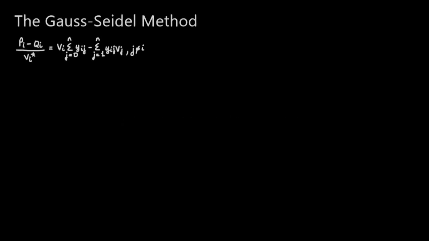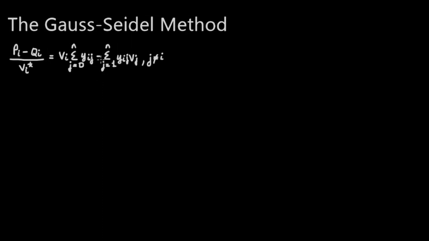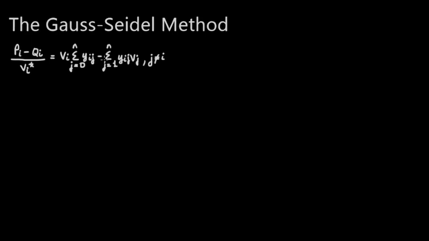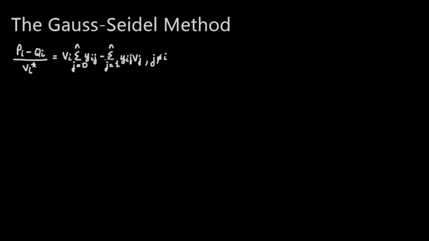Alright, so let's talk about how we can use what's called the Gauss-Seidel method for solving a set of nonlinear equations. Remember that we left off where we derived this equation over here for the power flow equation. Now we know that at every bus we're going to have two unknowns. For load buses we know the real power and the reactive power. For regulated buses we know the real power and the voltage magnitude. So for load buses we don't know the voltage magnitude or the voltage angle, and for regulated buses we don't know the reactive power or the phase angle of the voltage.